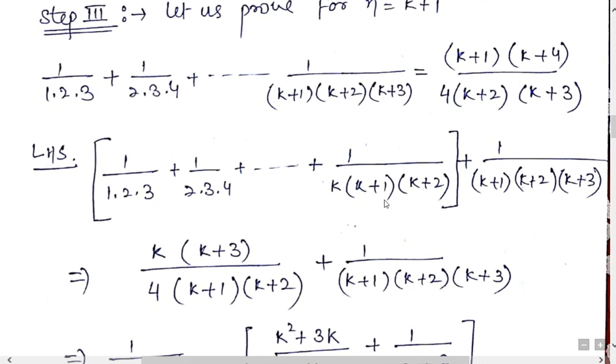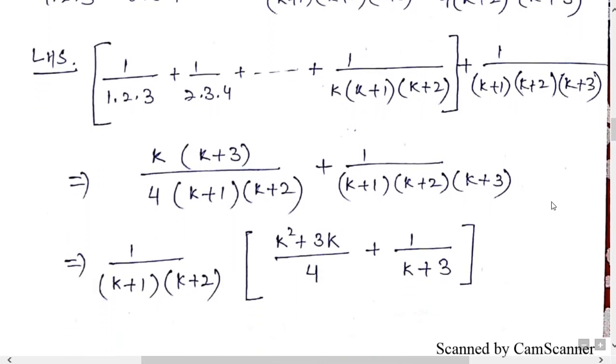Now while selecting left hand side, you have to write the second last term also, 1 over k plus 1, k plus 2. Clearly the difference between first and second term and all the items of first and second term, only the gap of 1 is there. It means you can write the term by subtracting 1 from the final term. Now insert the answer of this series from step number 2, 1 over k plus 1 and k plus 2 common, and inside k square plus 3k divided by 4, 1 over k plus 3.